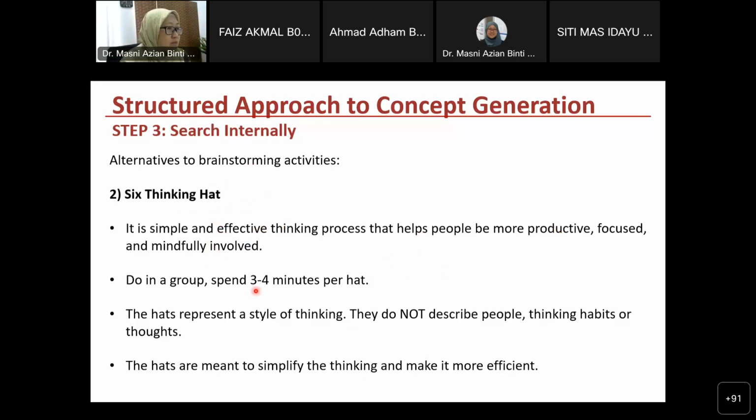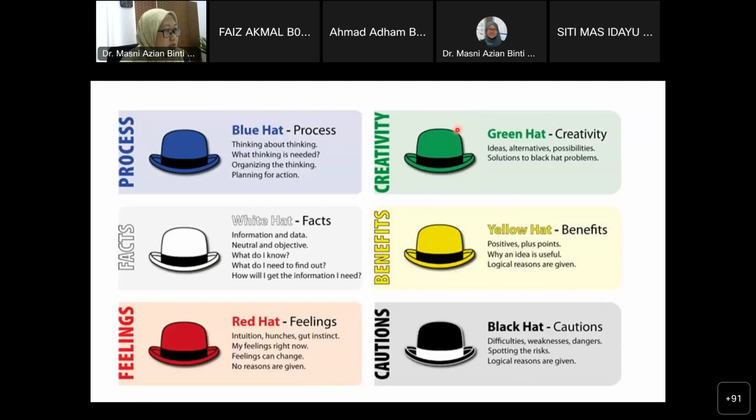Okay, so for each hat, you spend about 3 to 4 minutes per hat, and the hat represents a style of thinking. They do not describe the people, thinking habits, or thoughts. It is only meant to focus the thinking and to make it more efficient. Okay, what are the six thinking hats? Okay, the six thinking hats are this one. Okay, it covers six different criteria. Okay, kalau blue is related to the process. Okay, so bila you nak design some product, maybe some person would put on the blue hat.